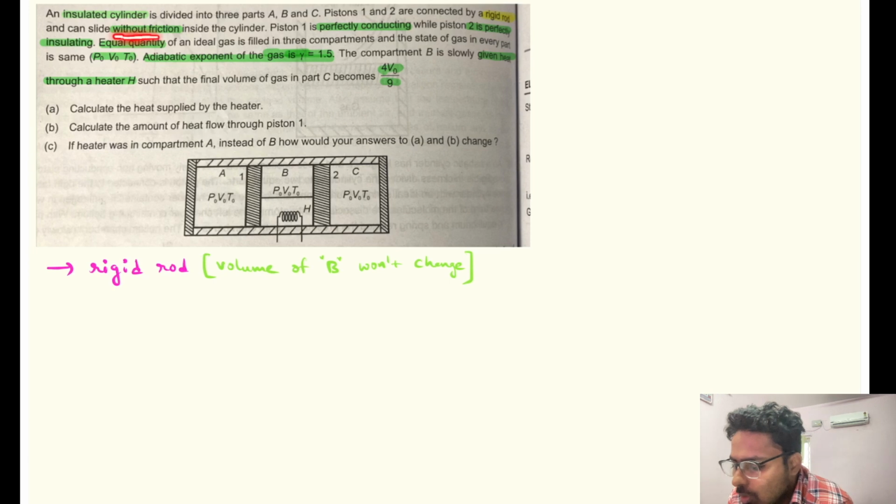Next, without any friction, there is no loss of energy. No friction means there is no loss of energy because of friction and all that. Fine. And next, piston 1 is perfectly conducting.